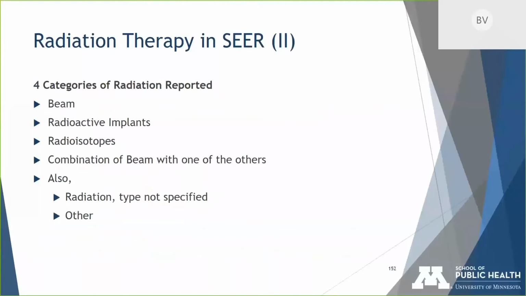Within the categories of radiation, you can classify between whether an individual received beam radiation, radioactive implants, radioisotopes, or a combination of those with one of the others. You also have this very useful category of radiation type not specified or other. You can decide what you would like to do with those.